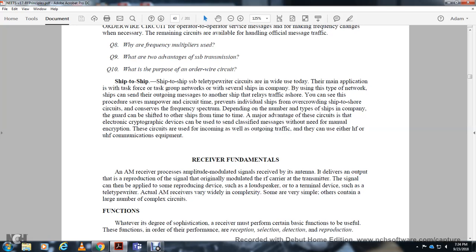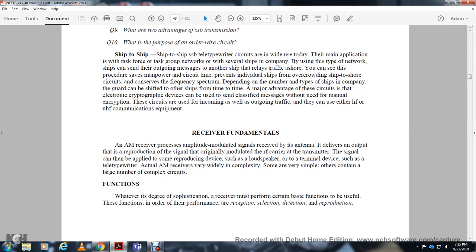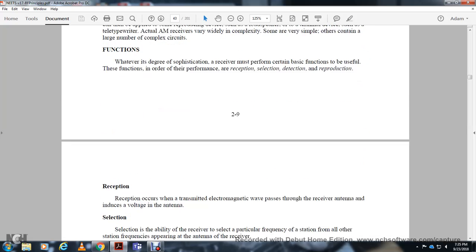All right, receiving fundamentals of the amplitude modulator. The receiver, with the antenna, delivers the output of the reduction of the signal to the original modulated radio frequency carrier of the transmitter, a signal that can be reproduced by a reducing device such as a loudspeaker or terminal, such as a teletype reader. Actual AM receivers vary widely, some very complex, some very simple, with various degrees of sophistication. A receiver must perform certain basic functions in order to perform the reception: selection, detection, and reproduction.